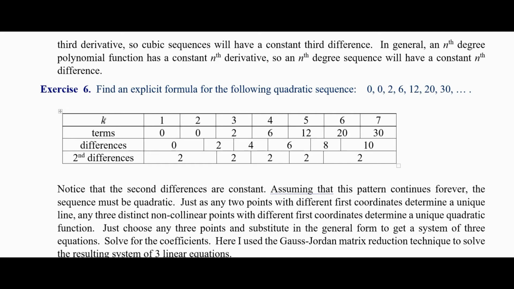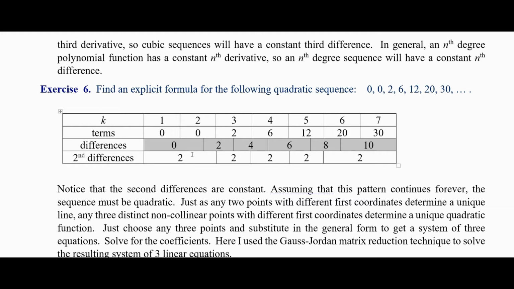The differences then would be, well, 0 minus 0 is 0. The next one, 2 minus 0 is the 2 here. 6 minus 2 is 4. 12 minus 6 is 6. 20 minus 12 is 8. 30 minus 20 is 10. Certainly it's not a constant function, and the differences are not constant, so it's not arithmetic either.